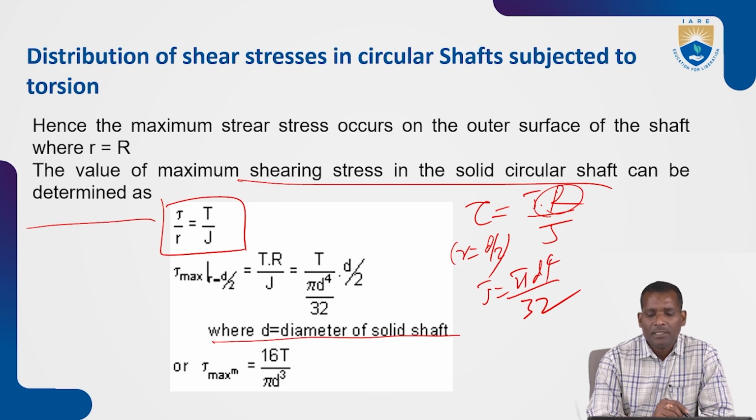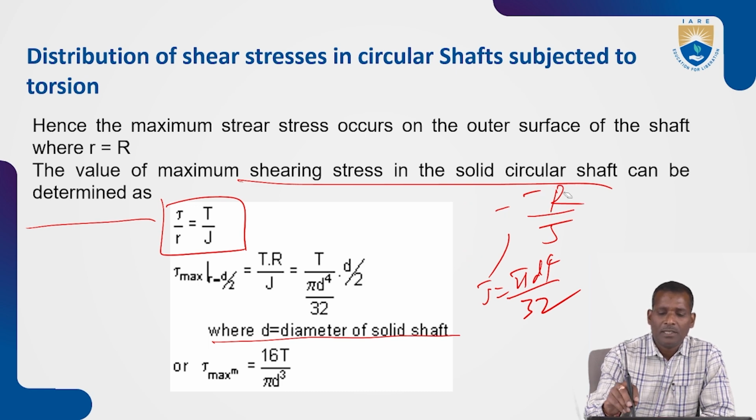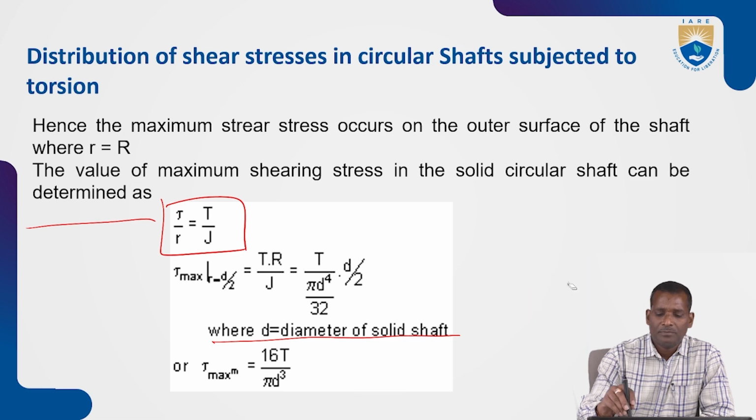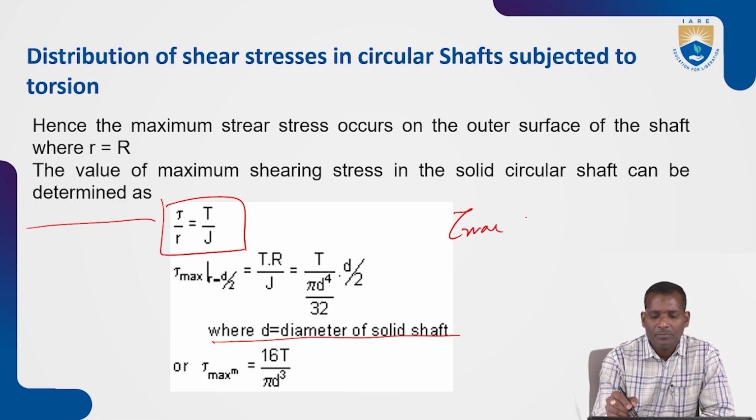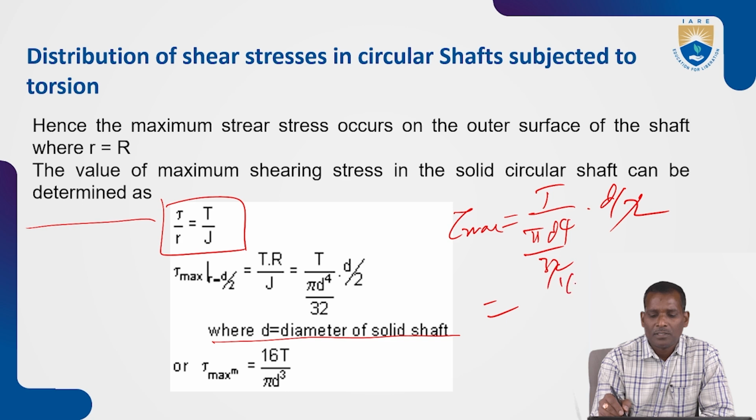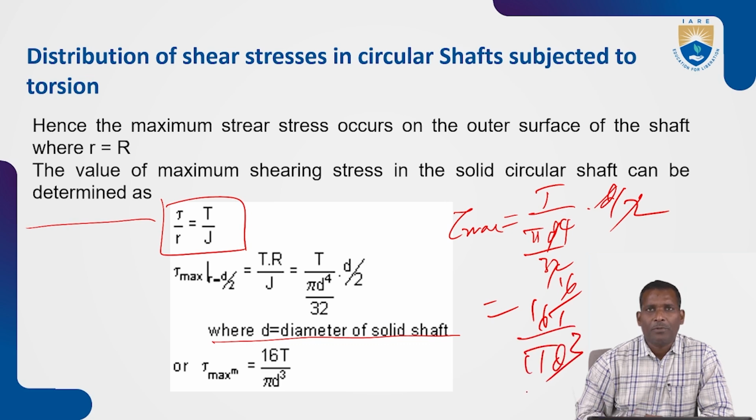So we will get shear maximum. We will get shear maximum, that is 16. So do you calculate this one? T by pi d to the power of 4 by 32 into D by 2. So here the 2 gets cancelled, and we get 16 T by pi d cube.